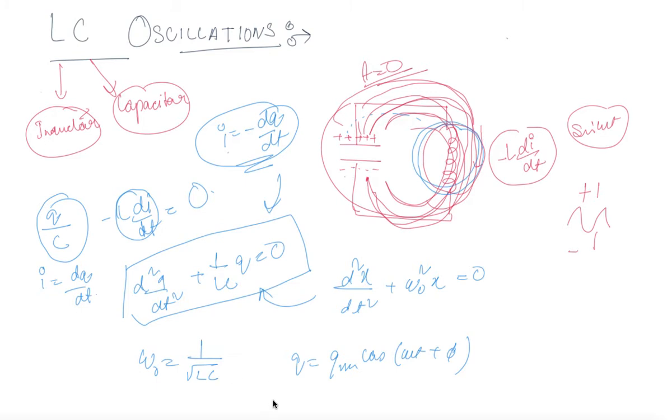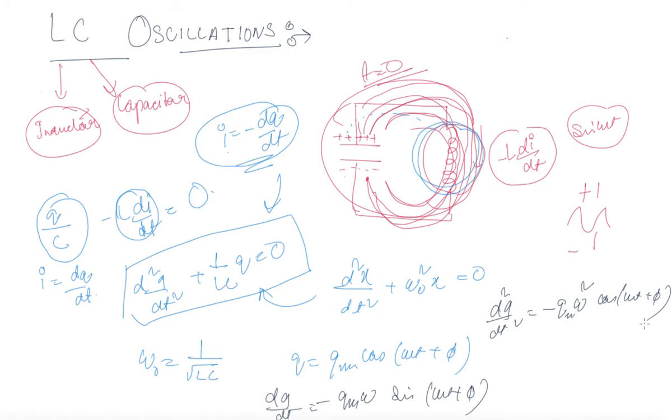If we talk about dq upon dt, we have qm into omega times minus sine omega t plus phi. And if you talk about d square q upon dt square, you will have minus qm into omega square cos omega t plus phi. So that is what you have.